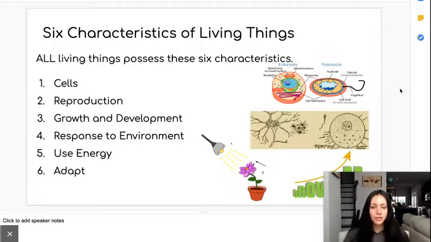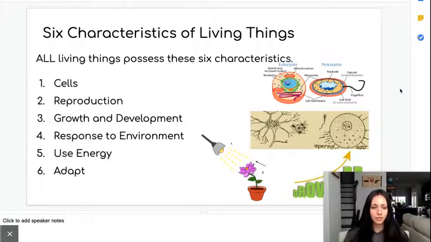The first is cells. In order for something to be considered a living thing, it must be made up of cells. We're going to look much more deeply into cells as we continue in this unit, but now all you need to know is that in order for something to be considered living, it must be made up of cells. That also means that if something is not made of cells, it tells us it is not living.